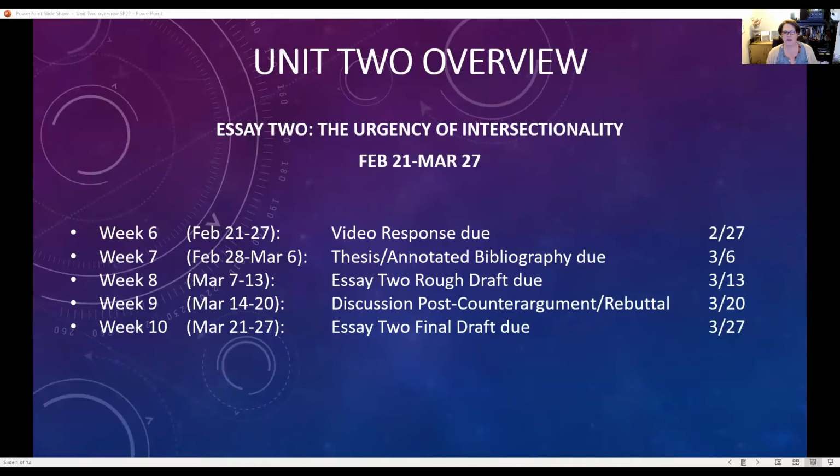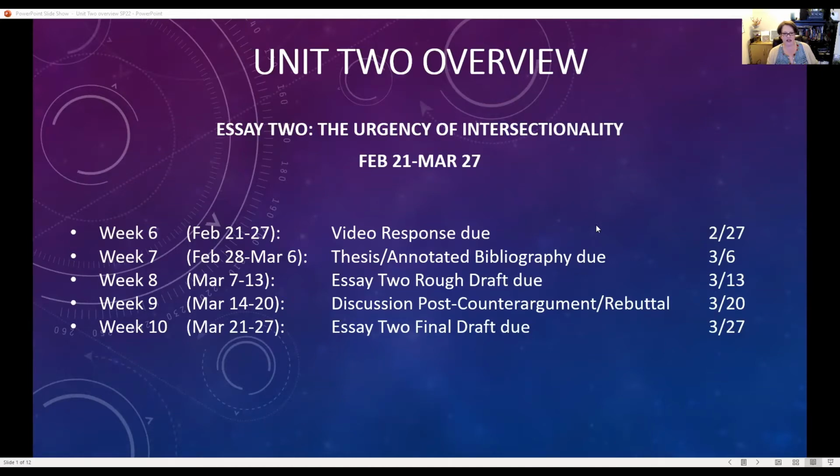Okay, so here you see the Unit 2 overview. I'll go through this week by week. We have 5 weeks for this unit, just like we do for every unit in this course. We are right now in week 6 with the video response due on Sunday the 27th. In week 7, you will have the thesis and annotated bibliography due. That's due Sunday, March 6th. Then the following week will be Essay 2 Rough Draft, and that is due Sunday the 13th of March.